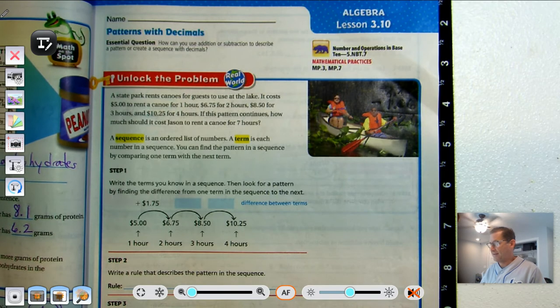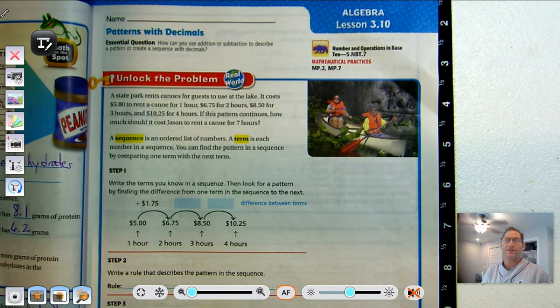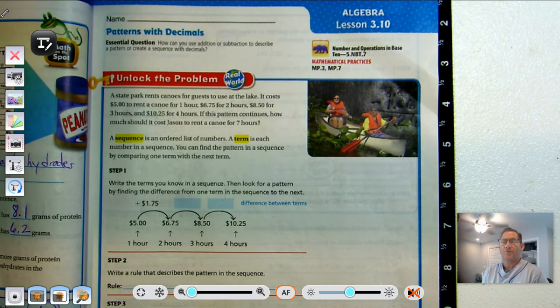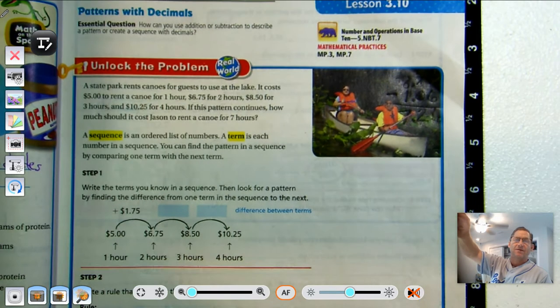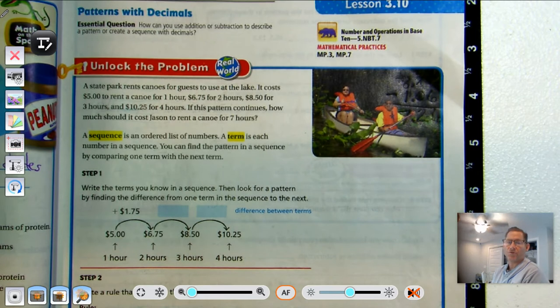Hello, everybody. In today's lesson, we're going to be working on patterns with decimals, and we're on lesson 3.10, and we're on page 147 of the fifth grade Go Math textbook. So, our essential question that we should be able to answer by the end of our lesson today is how can we use addition or subtraction to describe a pattern or create a sequence with decimals?